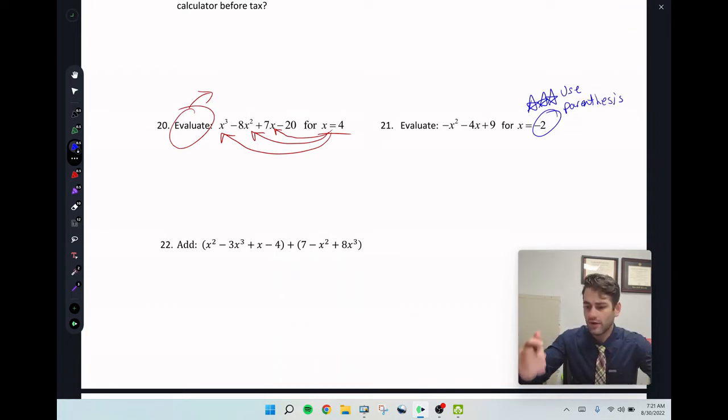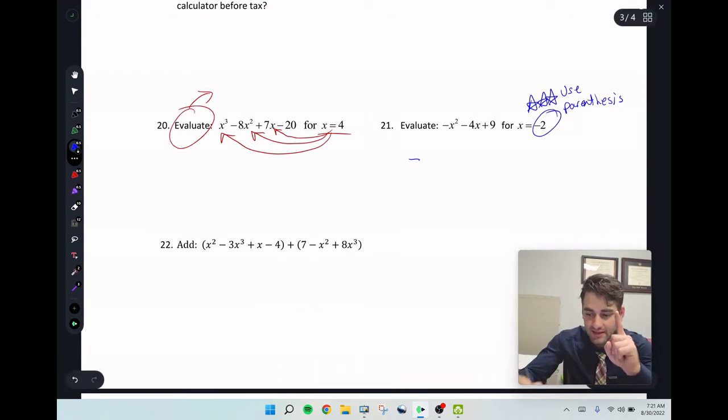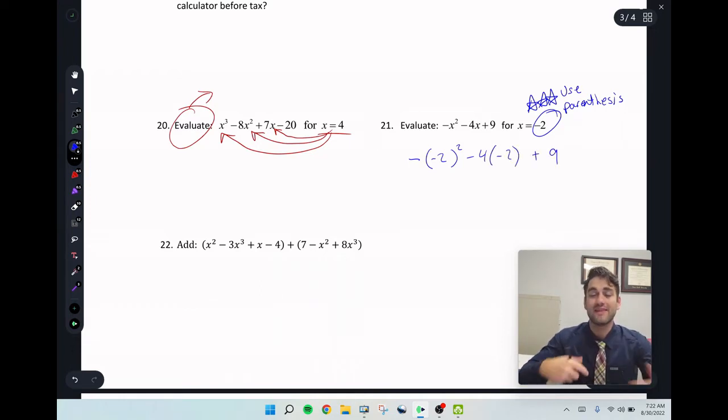So I'll show you. Whenever you're plugging it in, I'm going to rewrite the equation. Negative. Oh, I see an x. So instead of that x, I'm going to write parentheses. And then I'm just going to write whatever I see in the thing. Negative 2 squared. Minus 4. Oh, there's another x. Parentheses. Negative 2 plus 9. And then I'm going to work that out with my order of operations, my PEMDAS.